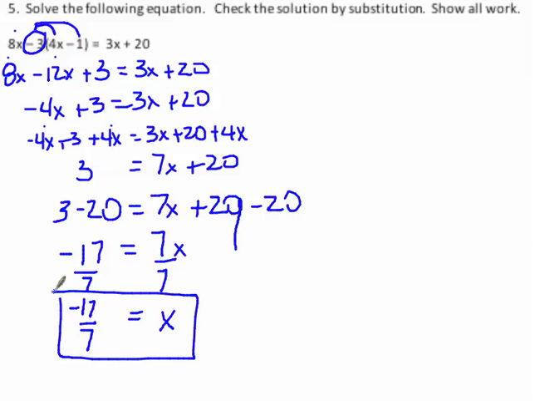We could check this by substitution just like we did on number 4. The quick and easiest way would be to use the calculator and check and see that both sides of the equal sign come out to be the same answer.